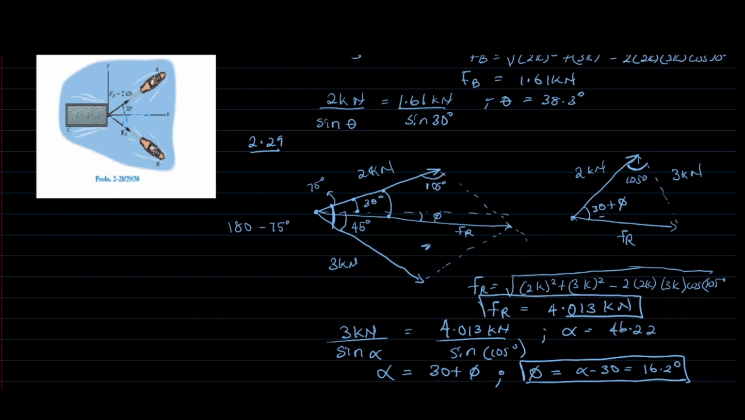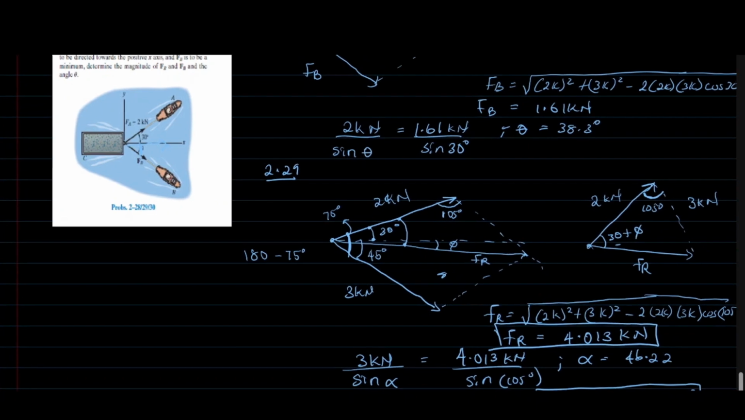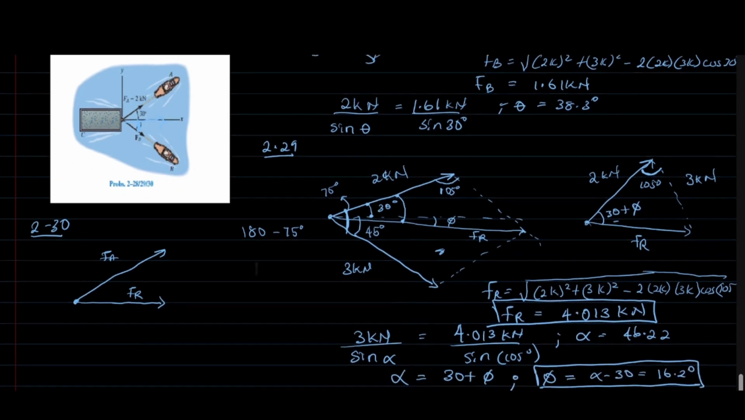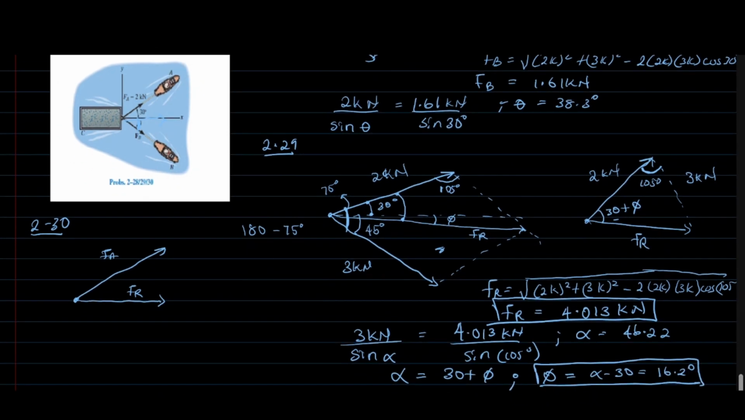Now next, let's move on to the last question. I'm going to solve it here, which is 2.30. If the resultant force of the two tugboats is required to be directed towards the positive x-axis, which means the resultant force has to be on the x-axis. So this is FA, and the resultant force must be here, FR. Determine the magnitude of FR and FB. So the question is, at what angle will FB be minimum?